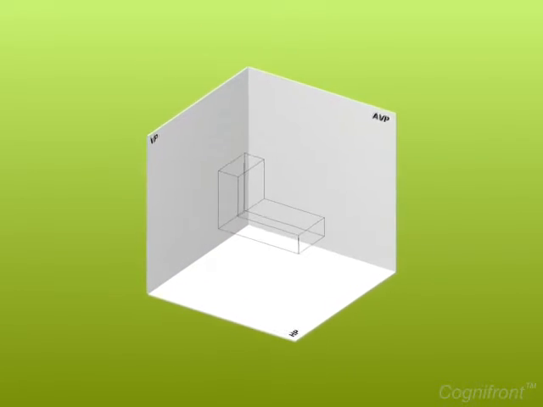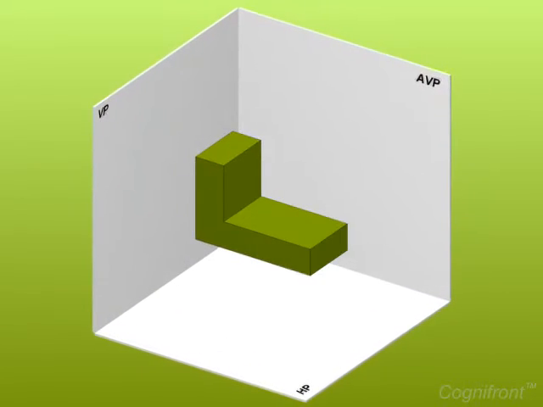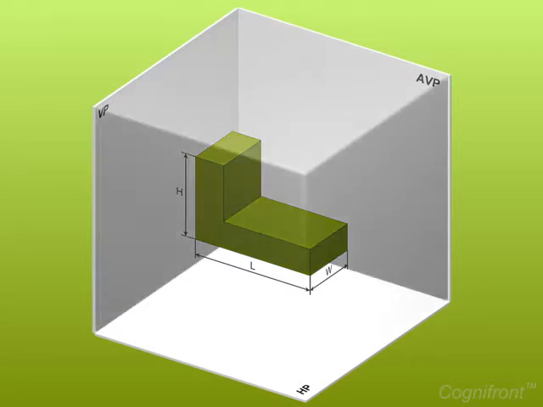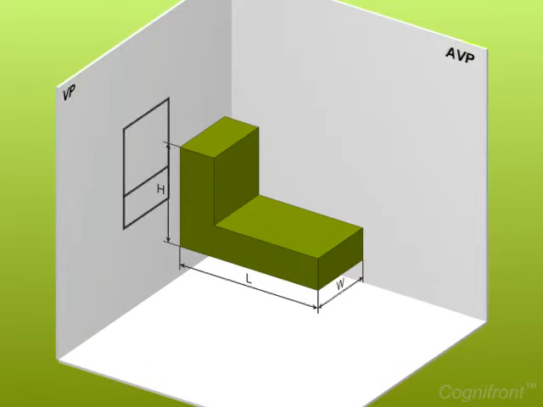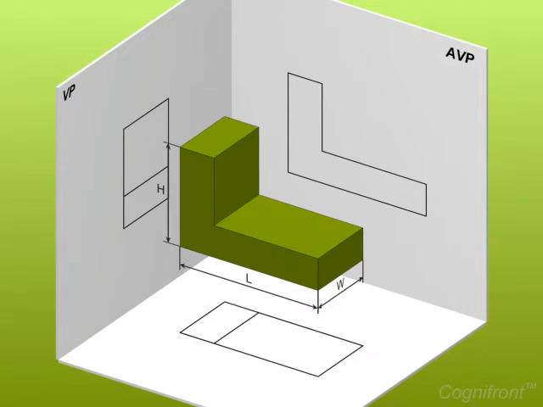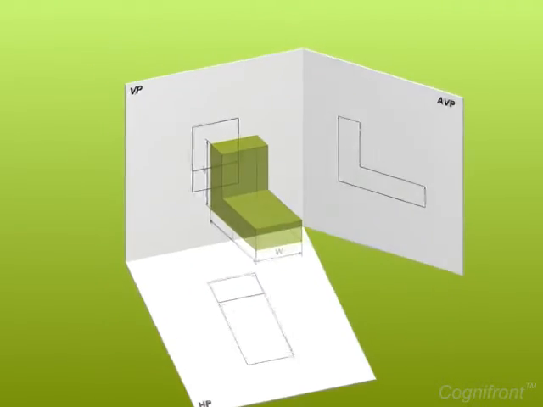Let's apply it to this interesting object. This L-shaped solid object is lying in the first quadrant. We'll see how to draw its front, top and side orthogonal views. So, first draw a horizontal reference line XY.